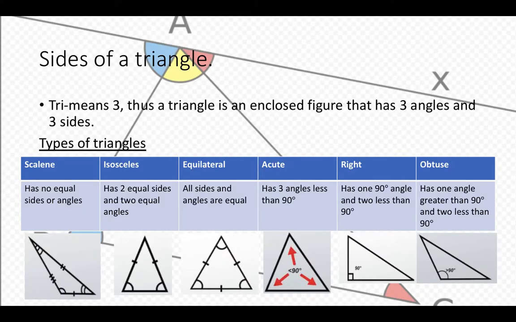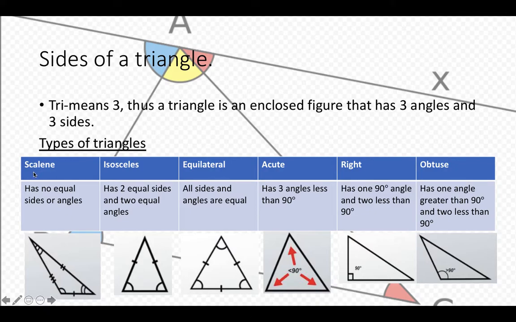To start off with, we're going to talk about the sides of a triangle and how they are described. So to begin with, tri means three. So when we're talking about a triangle, we're talking about an enclosed figure that has three angles. So here we have 6 different types of triangles based off of their sides and their angles and how they're described.